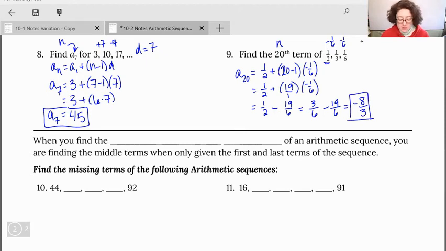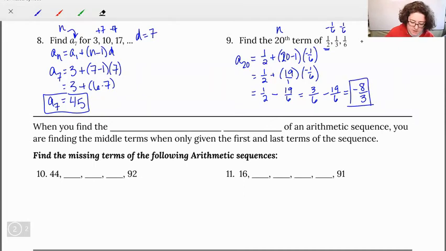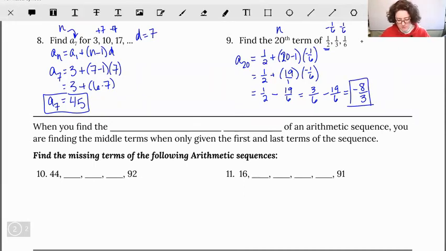Alrighty, so some application problems. Let me actually change my color. One of the things that you may be asked to do is, if you have some values for an arithmetic sequence and then we have missing values, how are we going to find the extra values that are kind of stuck in the middle of that? These are the types of problems that we have for 10 and 11.